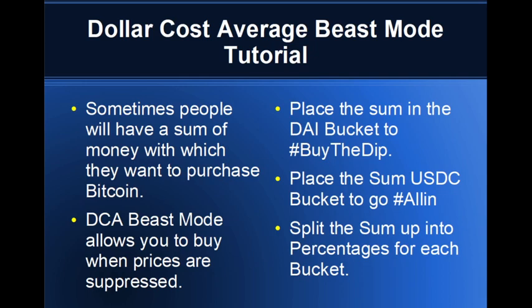The second option is you can place the sum in the USDC bucket to go all in. So you got your 1,000, your 10,000, your $1 million, and you want to set it aside. You set it in the USDC bucket, and it'll hold there until the prices crash, and you can earn interest on it. I'm going to show you ways on how to earn interest while you're waiting for it. And on average, those market crashes occur about every 2 to 3 years. So you might be sitting for a while.